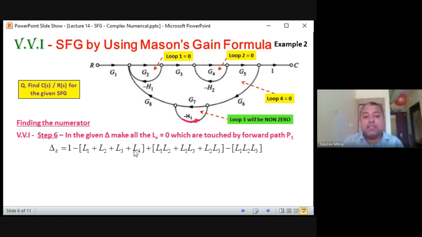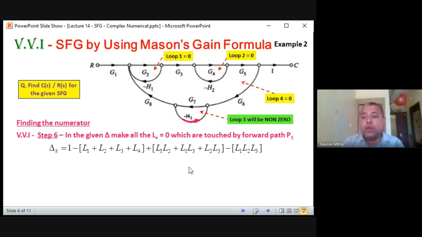Then wherever L4 is there, so this is L4, wherever L4, L1, L2 and L4 are there, all those terms will be made equal to 0, and only L3 will remain. So what is the value of L3? Minus G7H3. So in this equation, how to find the equation of delta k?